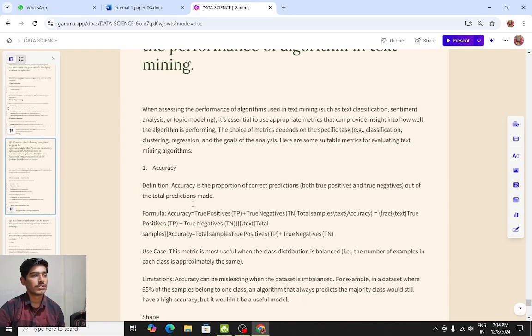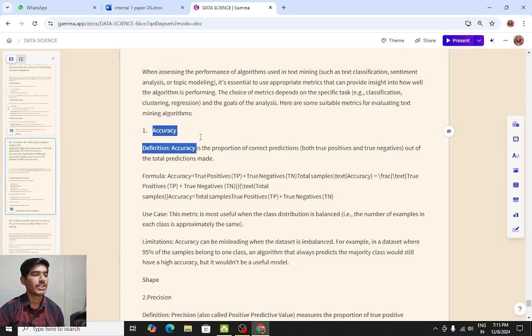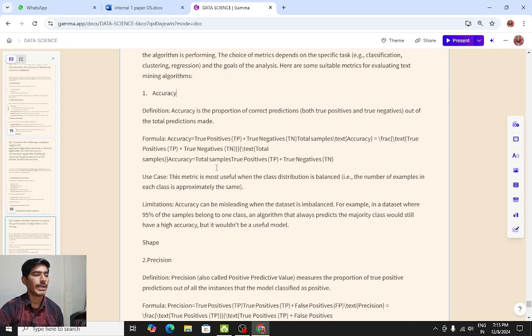Now, let's understand accuracy first. Accuracy is the proportion of correct predictions, both true positive and true negative, out of the total predictions made. The formula for accuracy is: accuracy = (true positive + true negative) / total samples, that is, accuracy = (TP + TN) / (TP + TN + FP + FN).